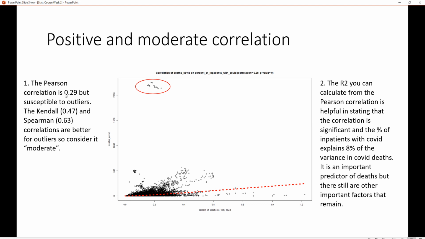It's close to that for the Pearson correlation, but when we look at other correlations that are helpful with skewed data, or when we have a lot of outliers, it's probably safe to call this a moderate correlation. The R-square that we can calculate from the Pearson correlation is helpful in stating that the correlation is significant, and the percent of inpatients with COVID explains 8% of the variance in COVID deaths. It's an important predictor of deaths, but there are still other important factors that remain.